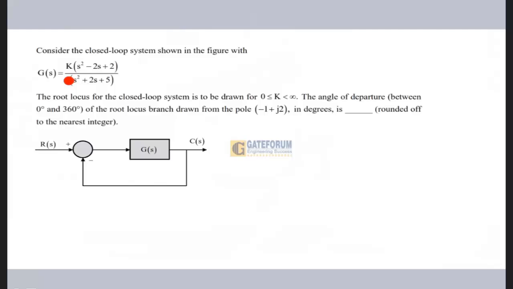Now what they are asking here: the root locus for the closed loop system is to be drawn for K ranging from 0 to infinity. The angle of departure, between 0 and 360 degrees, of the root locus branch drawn from the pole minus 1 plus j2, in degrees, is. So they're asking for the angle of departure for this particular pole, and K is ranging from 0 to infinity. So it is a root locus question.